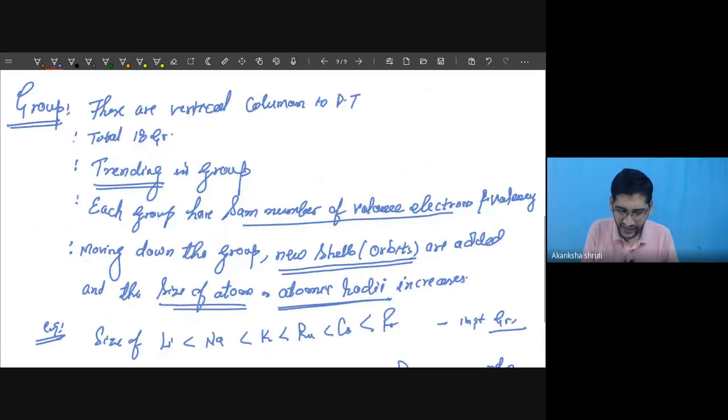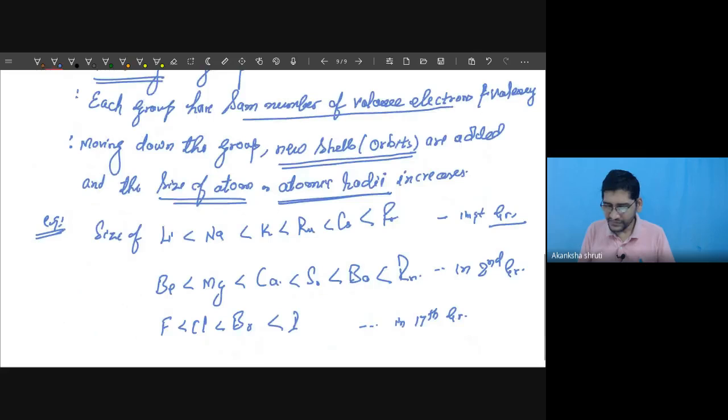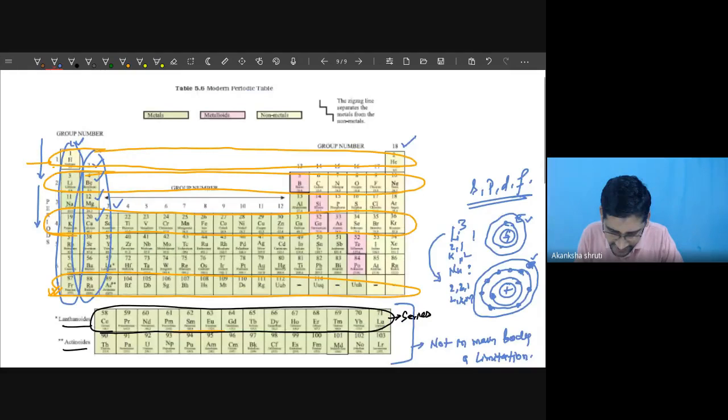That is one thing. Now let us go for the other thing. On moving down, new cells are added. While you are moving from the first period to the second period, one new cell will get added. Sodium and potassium fall in the same group, but sodium and magnesium fall in the same period. You can mark it here. Sodium and magnesium are in the same period, but sodium and potassium are in the same group.